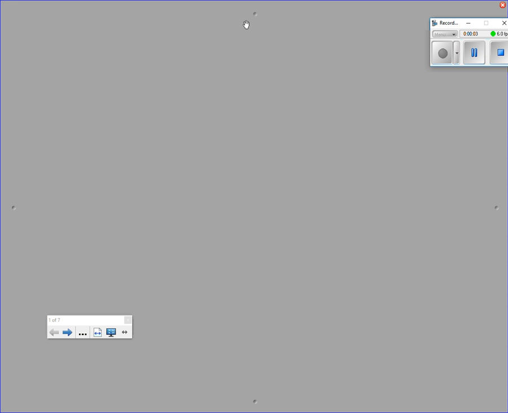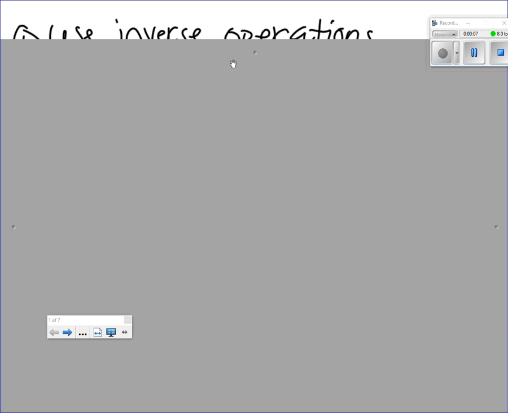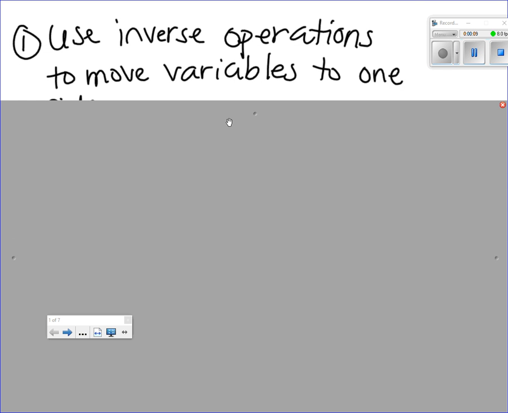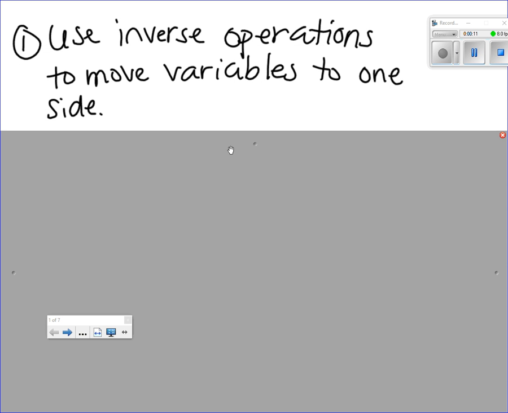Hi, today you're going to learn about two-step equations with variables on both sides. So your first step is going to be to use inverse operations to move the variables to one side. So if we have 3x plus 2 equals negative 4x plus 8, we are going to move the numbers with the variables to get them together on one side of the equation.